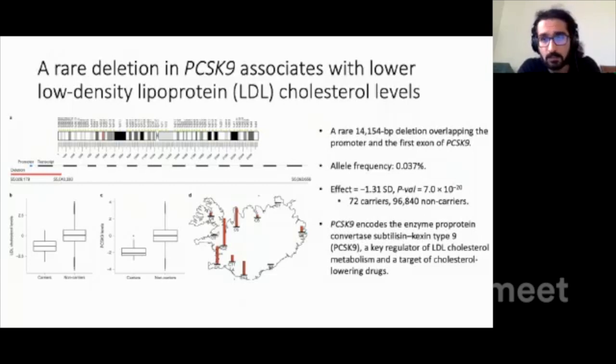We found a deletion of 14,000 bases with an allele frequency of 0.037%, and it had an effect of minus 1.3 SD with a p-value of 10 to the minus 20. We had 72 carriers of this deletion and quite a high number of non-carriers, 96,000. And we observed this deletion, again, a variant that is found mostly in West Iceland.